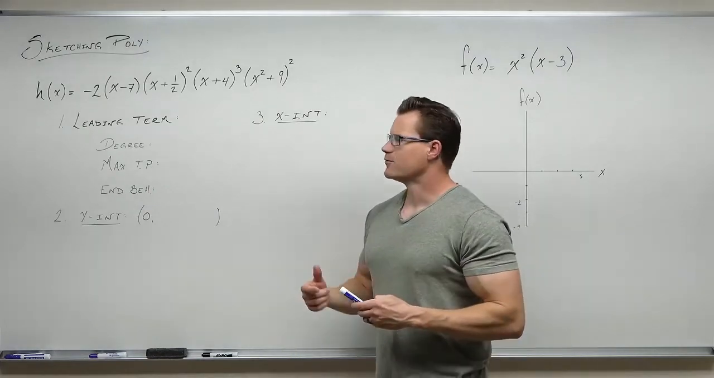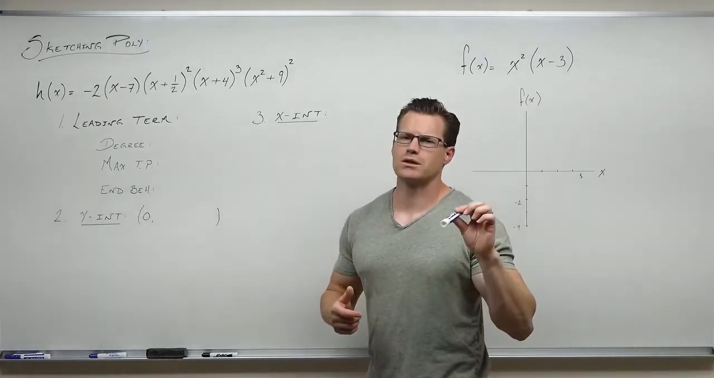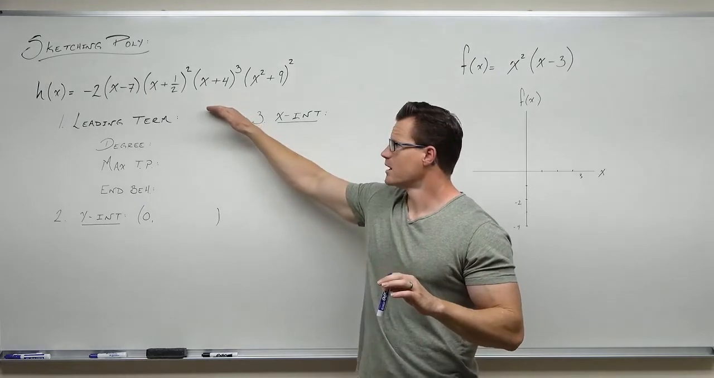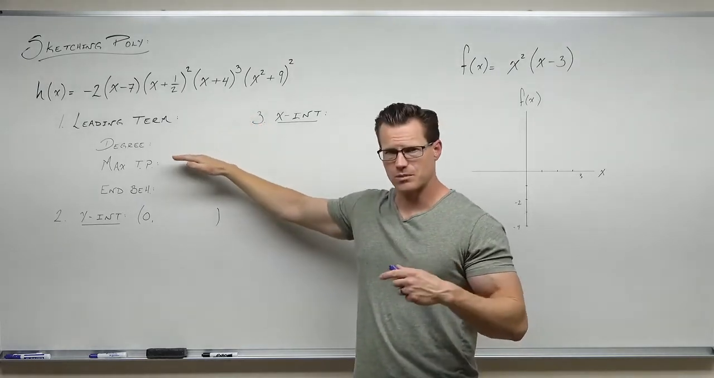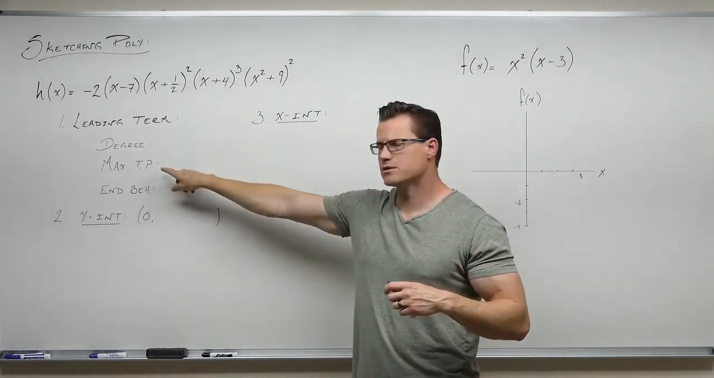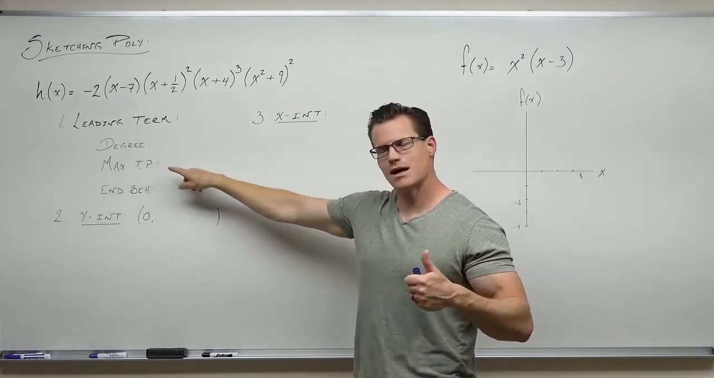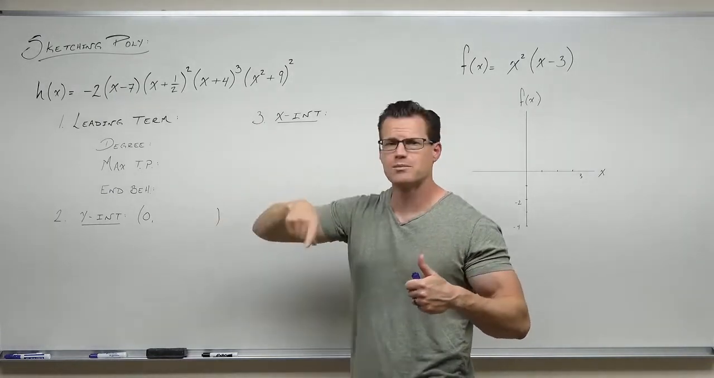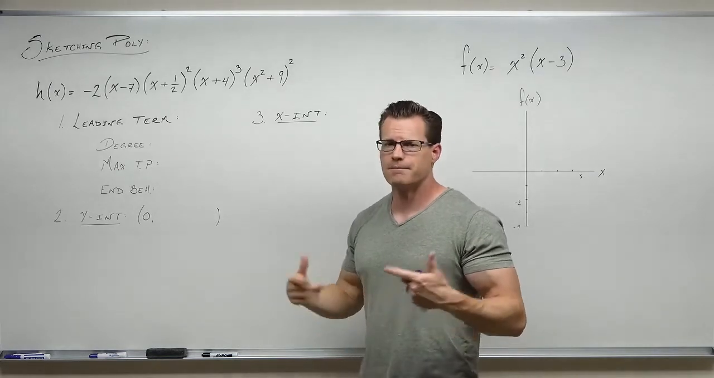On how you would go about finding the leading term. That leading term is going to give us a lot of information. So we're going to find the leading term, find the degree from it, and the maximum turning points. That says max TP. When you use TP, take it to the max. That's not what that means. This is finding the maximum number of turning points that you can have in a graph.